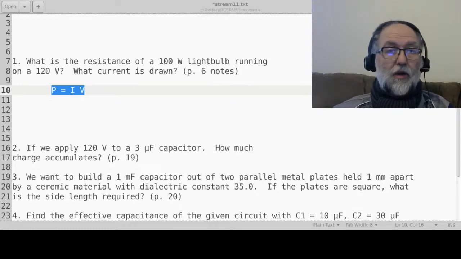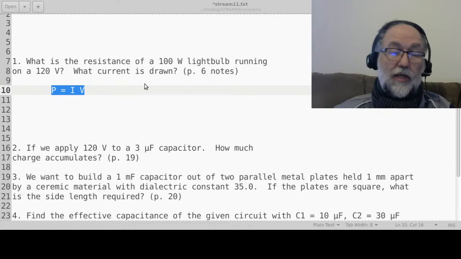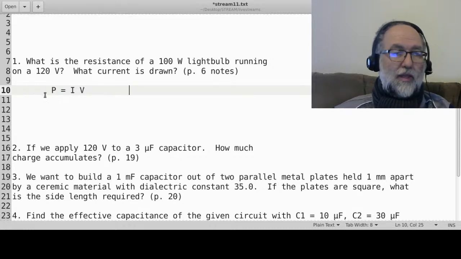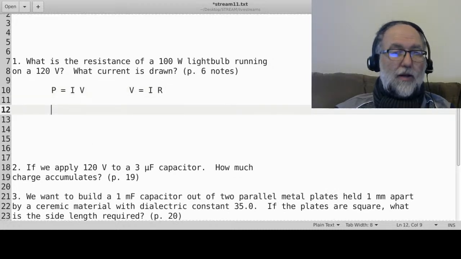I have V, but I don't have I. So how do I do this? Well, you could solve for I at this point, and that is one of the questions I ask, what current is drawn. But you could also go directly to the resistance, and the way you do that is to couple the power definition with V is equal to IR, which is Ohm's law.